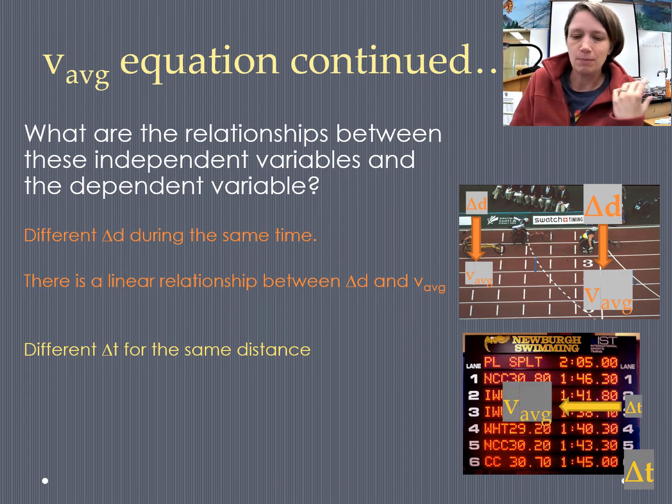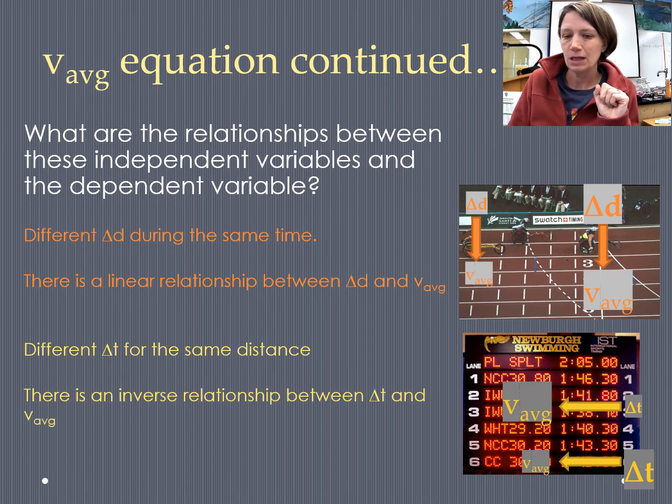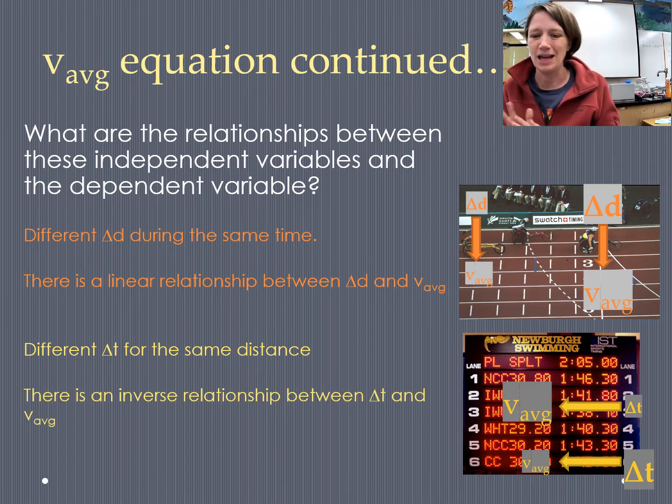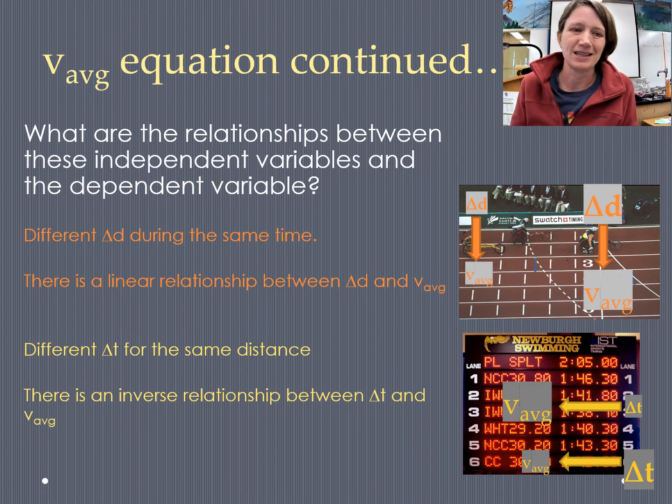So small time means we actually covered that distance with a high velocity, and a bigger time means that our velocity was much lower. So hopefully this jumps out to you again. This is an inverse relationship between delta T and V average, because the bigger the time, the smaller the velocity, and vice versa.